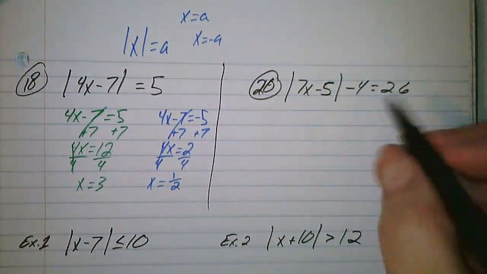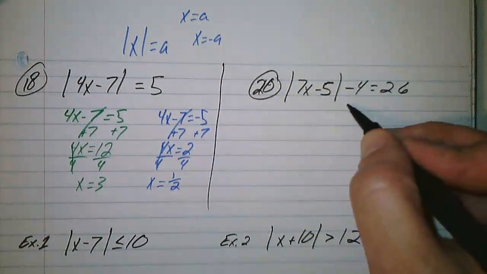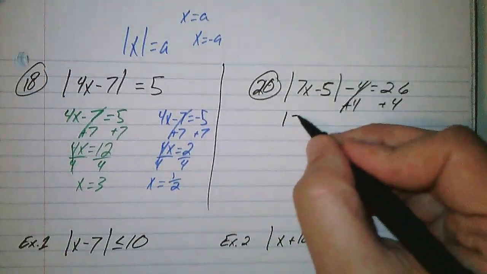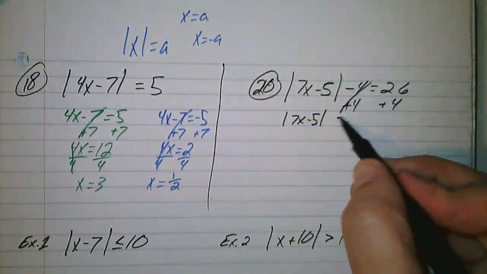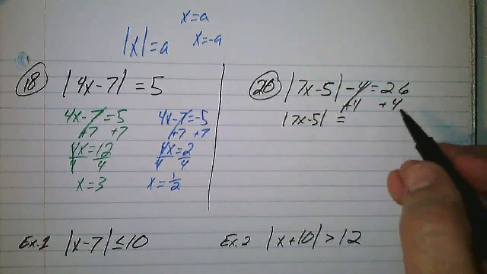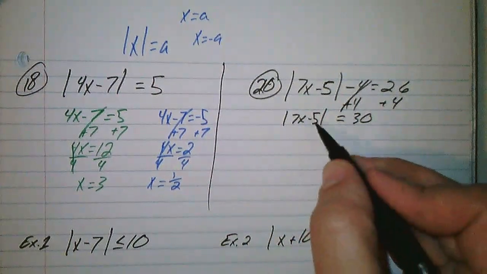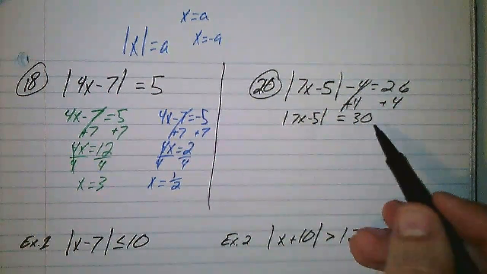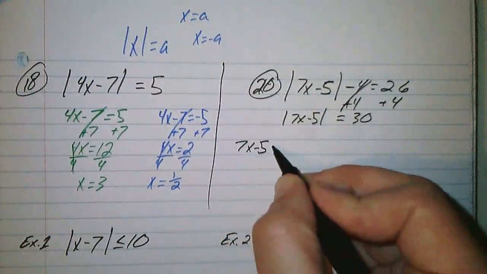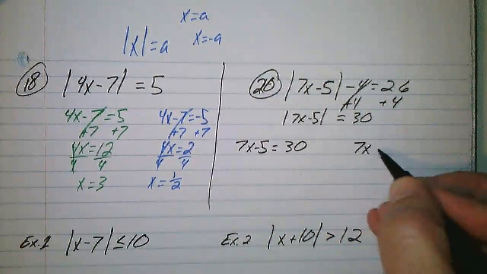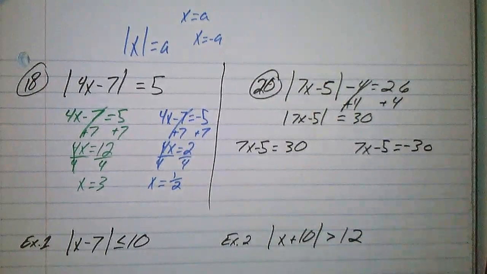So on 20, we do not have the absolute value isolated. So our first step is to add 4 to both sides, so that the absolute value of 7x minus 5 equals 30. And so now the absolute value is isolated. It's an equation. So we remove the absolute value bars, set it equal to the positive version of the right, and the negative version of the right side. And just solve this out.